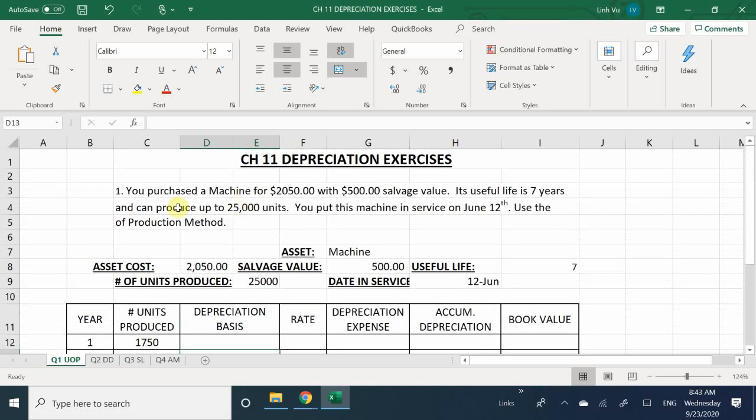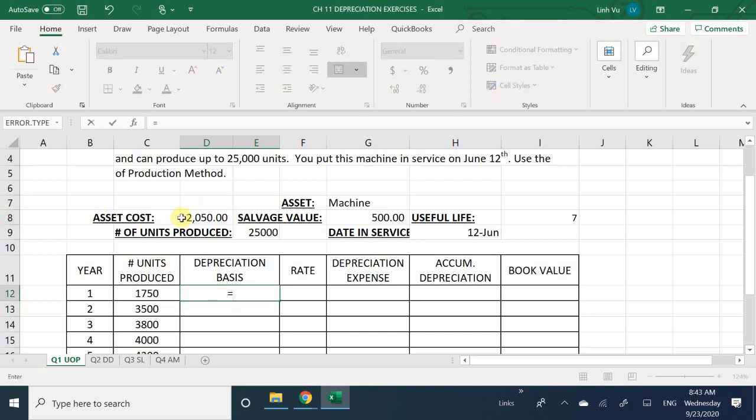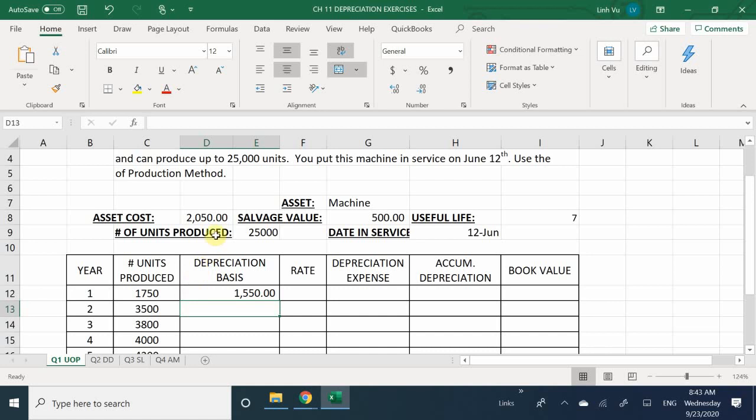Okay. So, yes, this one is going to be, so what's the formula for the depreciation basis for the first year? What's the depreciation basis formula in general? Asset cost minus salvage value. Okay. So in this case, 1550. 1550 is going to be my depreciation basis.